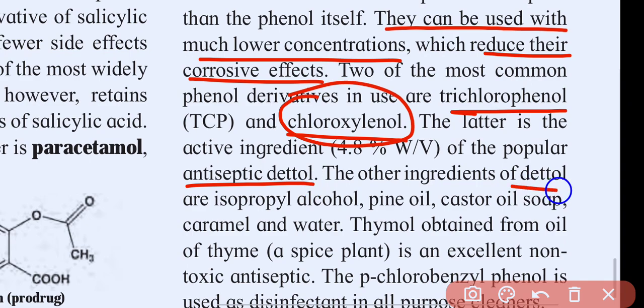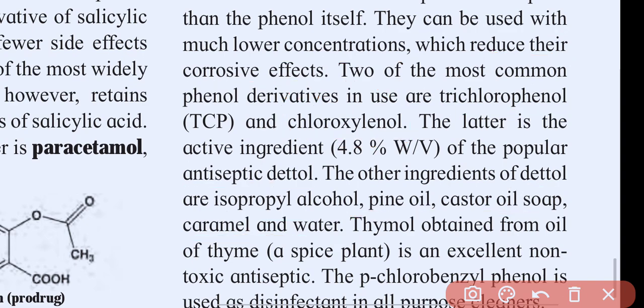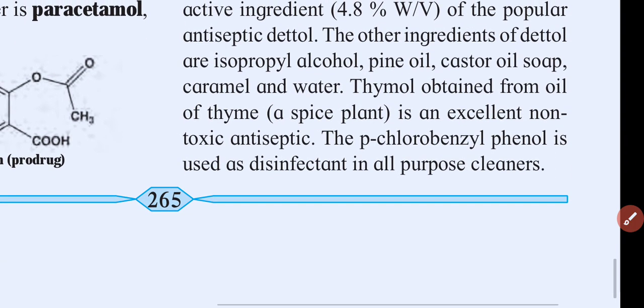This chloroxylenol is also present in the antiseptic Dettol. The other ingredients of Dettol are isopropyl alcohol, pine oil, castor oil, soap, caramel, and water. Sometimes you are asked what the ingredients present in Dettol are. Chloroxylenol is the active ingredient of Dettol. The other ingredients of Dettol are isopropyl alcohol, pine oil, castor oil soap, caramel, and water.